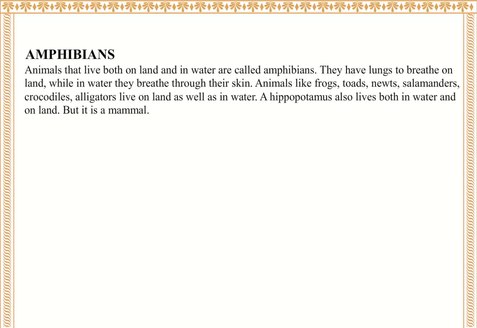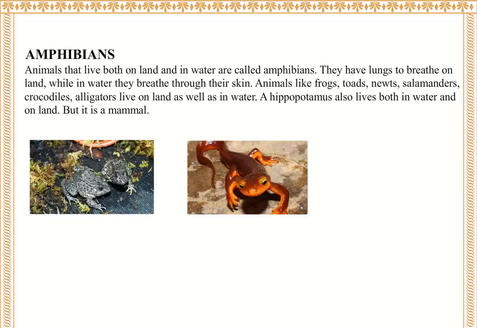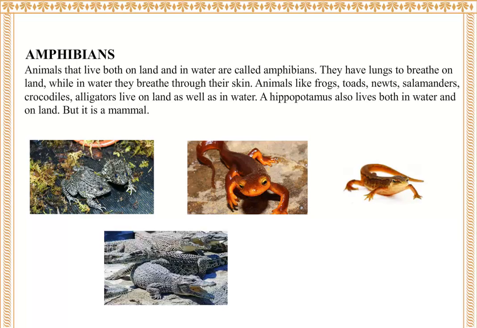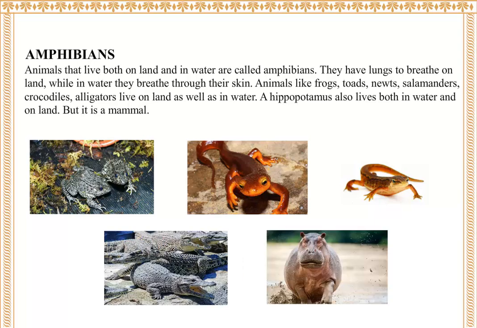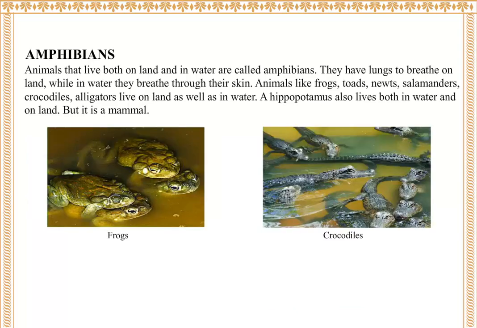Amphibians. Animals that live both on land and in water are called amphibians. They have lungs to breathe on land, while in water they breathe through their skin. Animals like frogs, toads, newts, salamanders, crocodiles, alligators live on land as well as in water. A hippopotamus also lives both in water and on land, but it is a mammal. Frogs. Crocodiles.